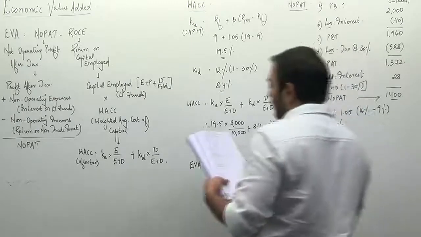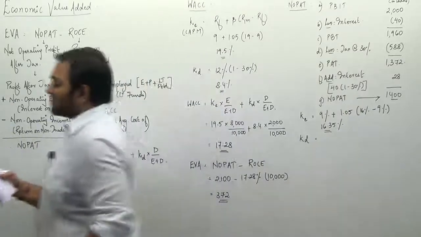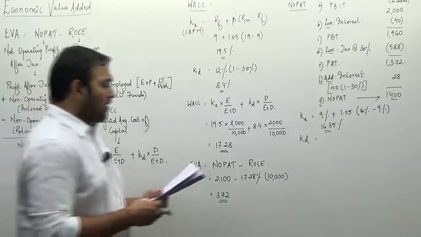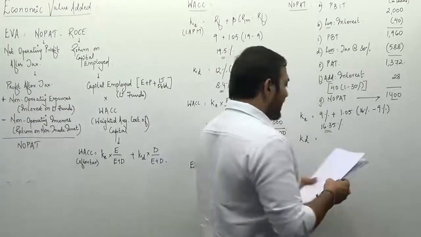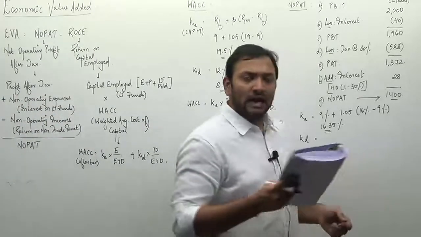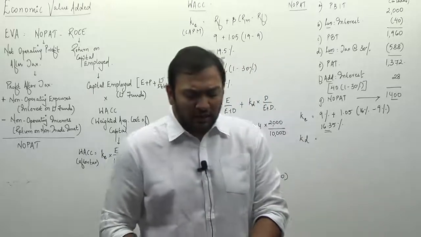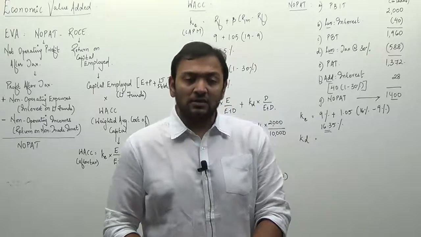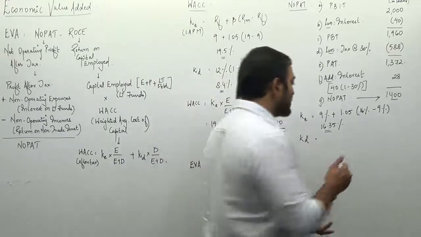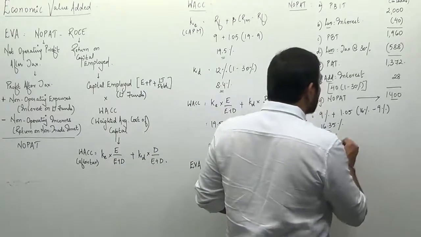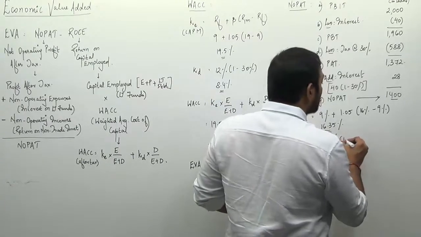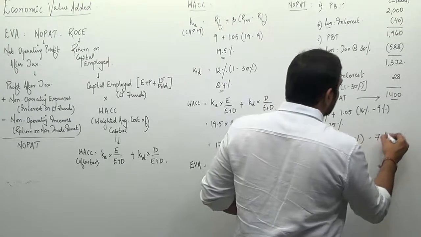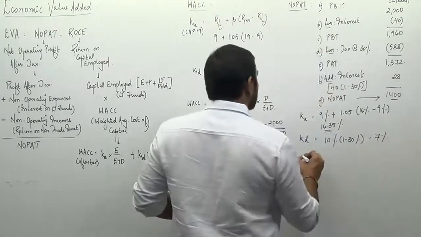What is KD then? Check cost of debt. Cost of debt, there is no percentage given, but I can calculate, I guess. What is the long term debt? 400 lakhs. What is the interest? 40 lakhs. 40 lakhs and 400 lakhs is basically 10%. 10% pre-tax into 1 minus 30%, 7% is cost of debt.